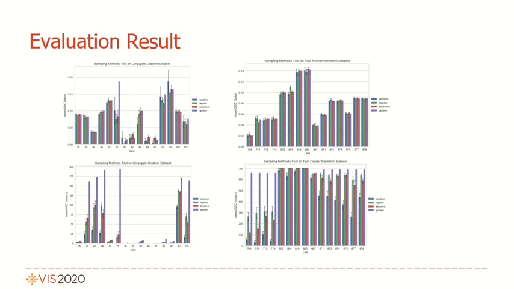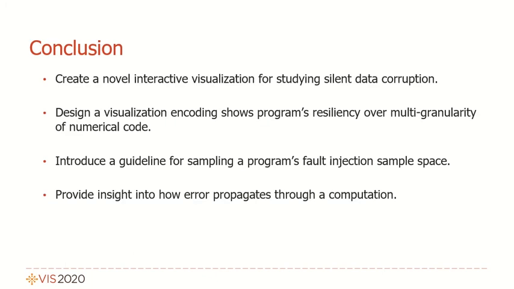We use the fast Fourier transform and conjugate gradient benchmarks to evaluate the performance of different sampling methods and compare it with the golden ground truth. The evaluation result indicates that both proposed sampling methods have better performance compared to the random sampling method. The 80-20 sampling method is better at capturing a program's SDC impact in both benchmarks, and the iterative method has a small SDC ratio standard deviation compared to other methods.